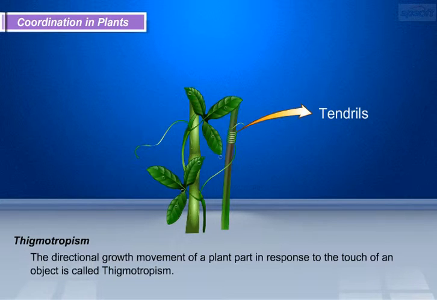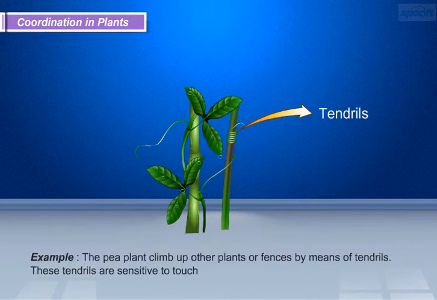Thigmotropism. The directional growth movement of a plant part in response to the touch of an object is called thigmotropism. Example, the pea plant climbs up on other plants or fences by means of tendrils. These tendrils are sensitive to touch.